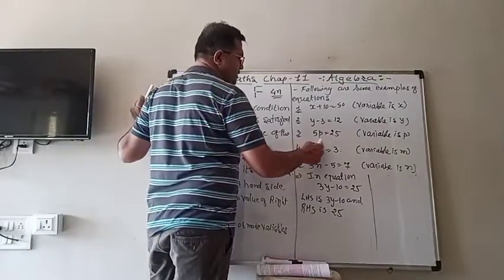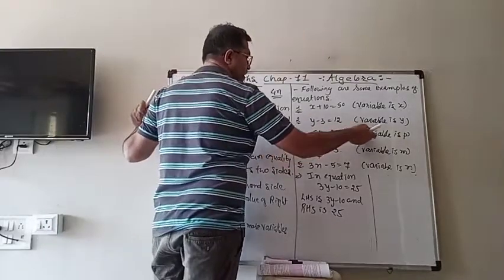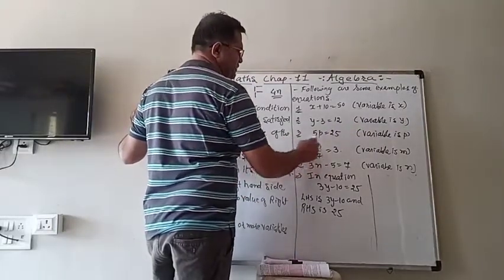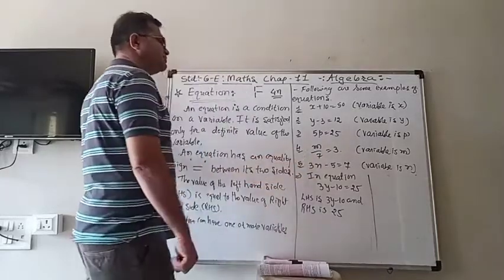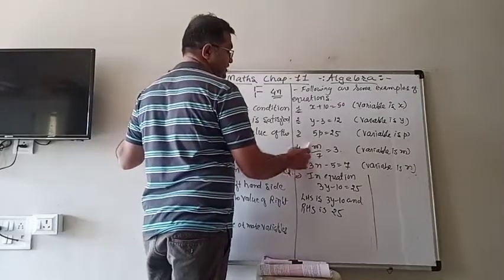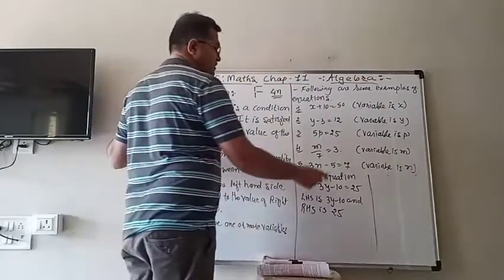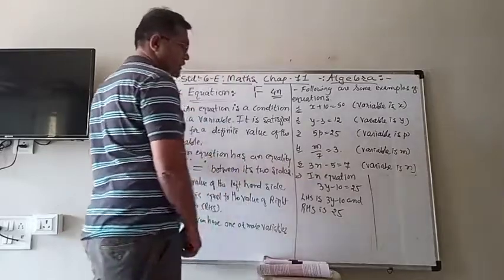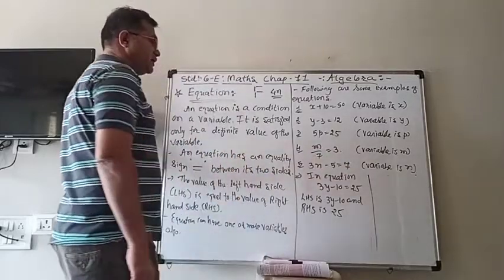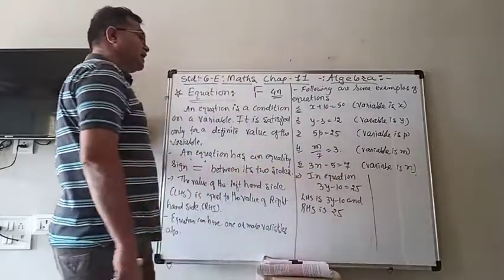Here 5p is the LHS, while 25 is the RHS. In the fourth equation, m upon 7, m divided by 7, is on the left side of the equality sign, so it is the LHS. So m upon 7 is LHS, but the 3 is on the right side of the equality sign. So RHS is equal to 3 here. And here 3n minus 5 equals 7. Here 3n minus 5 is the LHS and 7 is the RHS.